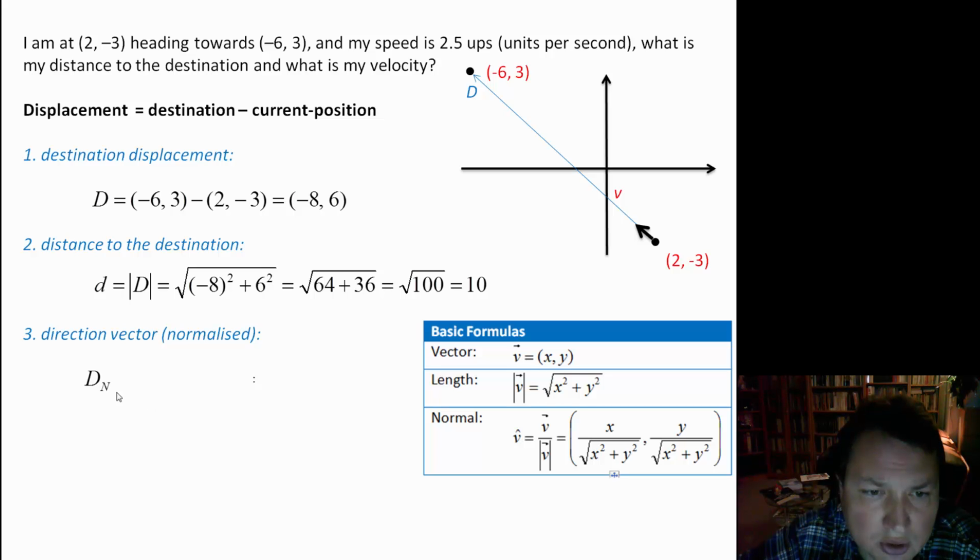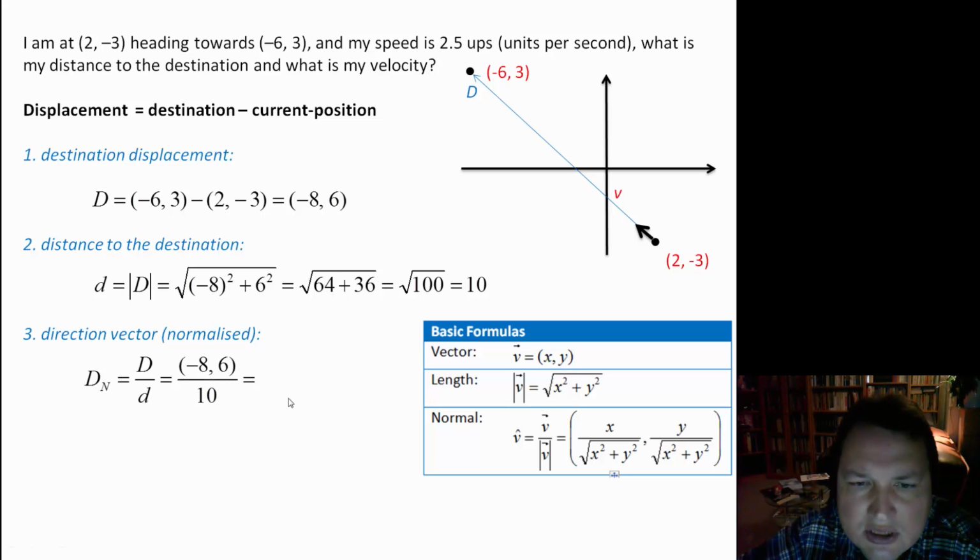So the direction vector dn, this is the d vector with an index n. This n just tells us that this is the normalized vector. This is just the symbol I am using here. It is equal to my vector d divided by the length, the distance to the destination, lower d. So it's -8, 6 divided by 10. The calculation is quite simple. That's the direction vector, which is pointing towards the destination, but its length is equal to 1.